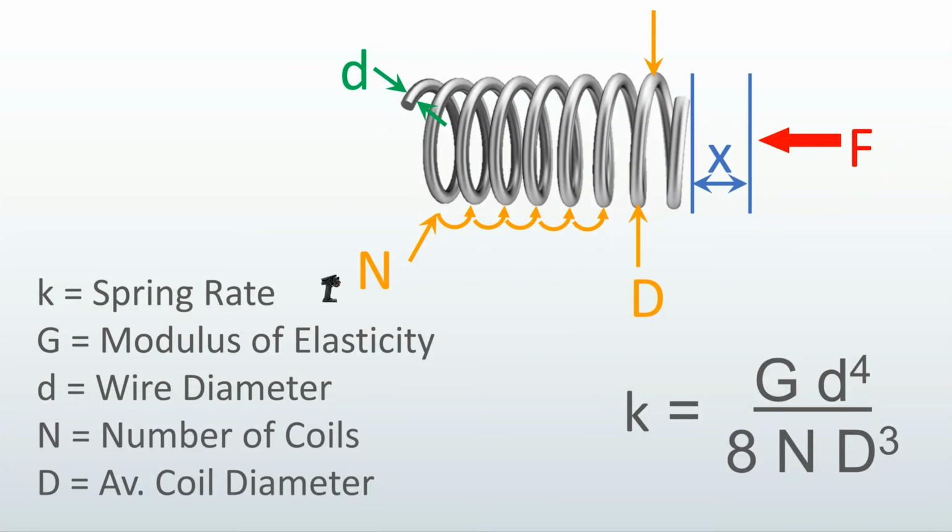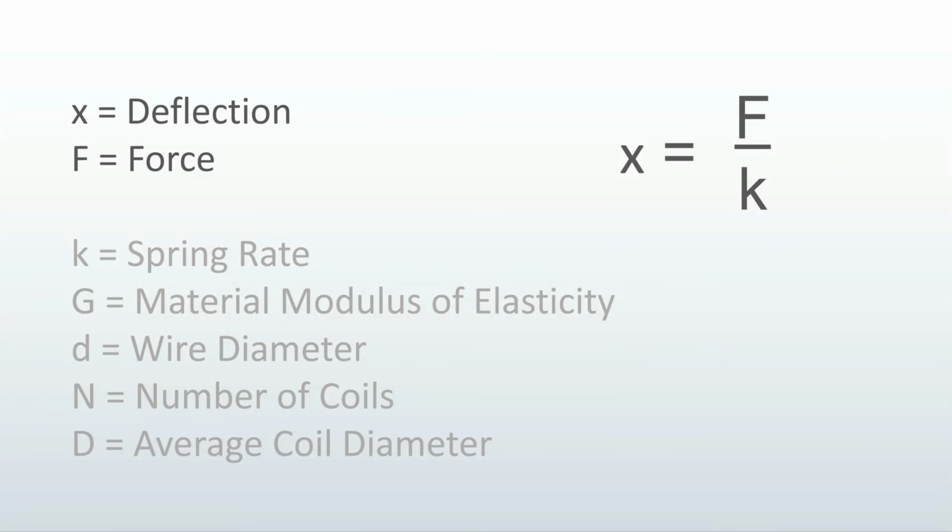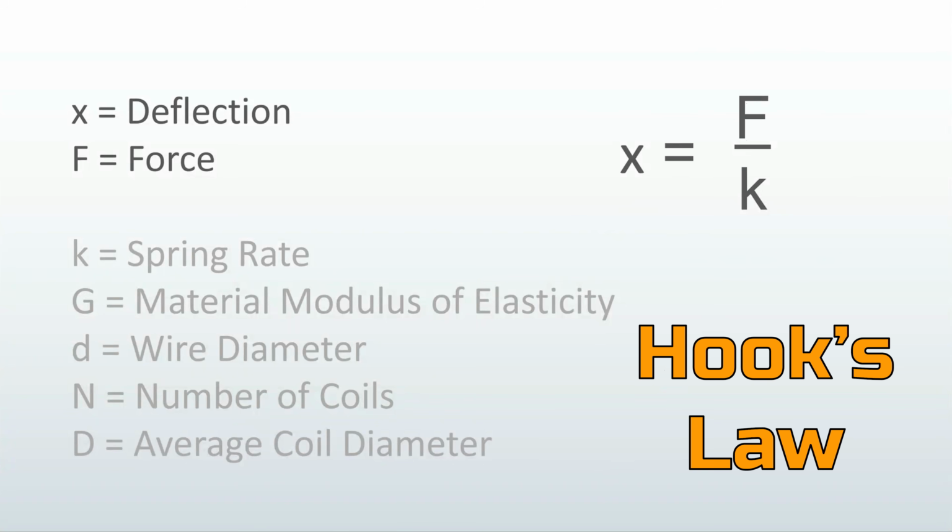D is the wire diameter. N is the number of coils, and D is the average coil diameter. That diameter is measured to the middle of the wire. And N and D are simply numbers that are used to calculate the total length of the wire. Once we have calculated the spring rate, we apply a second equation to figure out the deflection based on the force applied. This is also known as Hooke's law.